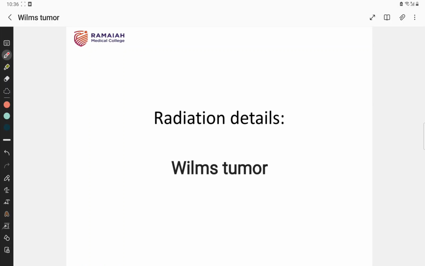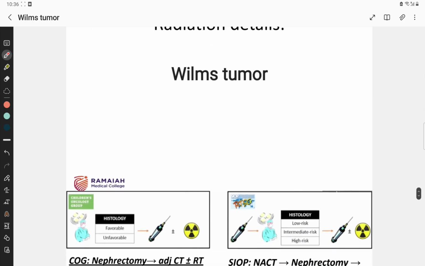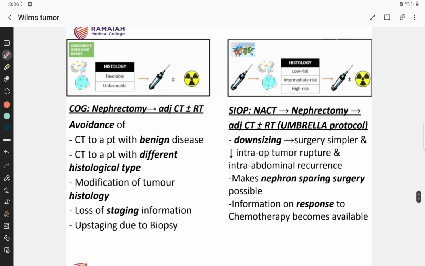So just had a class on Wilms tumor radiation details, just summarizing that. Basically, the management of Wilms tumor is summarized in this. COG group is the Children's Oncology Group. This is what the Americans follow, and Europeans follow SIOP. SIOP is the International Society of Pediatric Oncology.